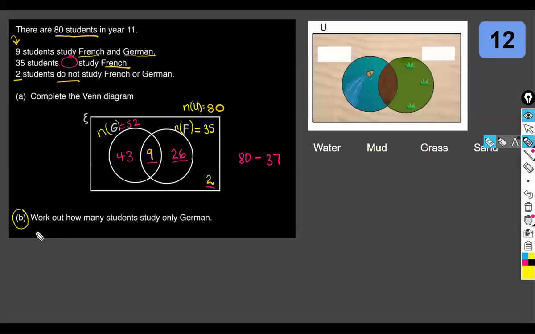If you are asked now, work out how many students study only German, what would be the answer? Would the answer be 43 or 52? If you are asked the question just like that, what would be the answer in a case like that? Would it be 43 or the whole G circle, 52? Last week I mentioned how to get that answer.